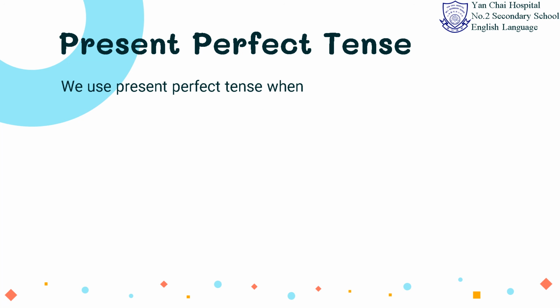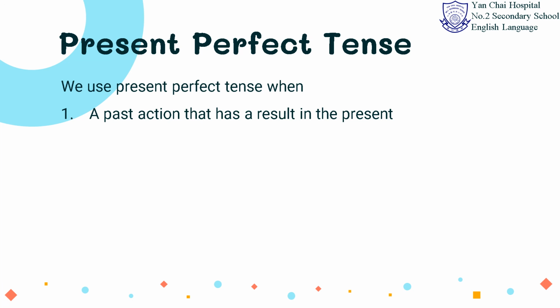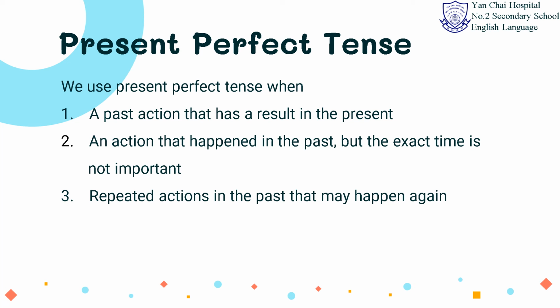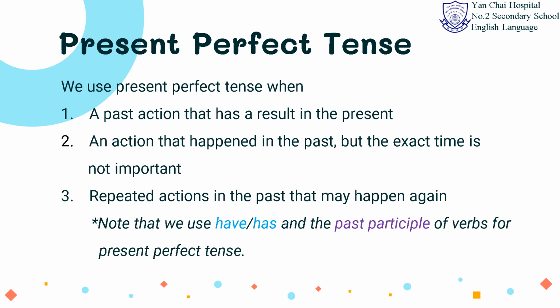We use present perfect tense for a past action that has a result in the present. An action that happened in the past, but the exact time is not important. Repeated actions in the past that may happen again. Note that we use have or has and the past participle of verbs for present perfect tense.